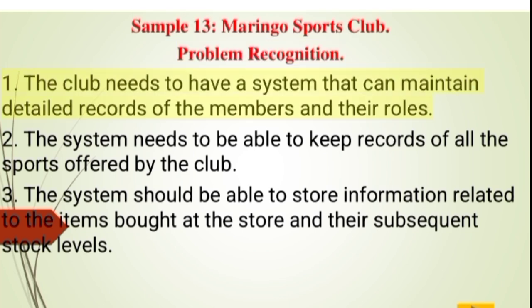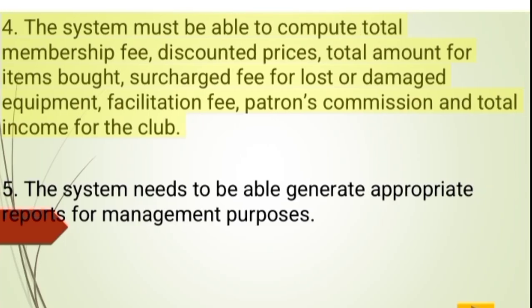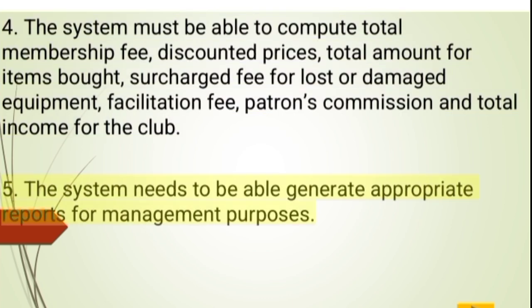Sample 13. Maringo Sports Club. Problem recognition. 1. The club needs to have a system that can maintain detailed records of the members and their roles. 2. The system needs to be able to keep records of all the sports offered by the club. 3. The system should be able to store information related to the items bought at the store and their subsequent stock levels. 4. The system must be able to compute total membership fee, discounted prices, total amount for items bought, surcharged fee for lost or damaged equipment, facilitation fee, patron's commission and total income for the club. 5. The system needs to be able to generate appropriate reports for management purposes.